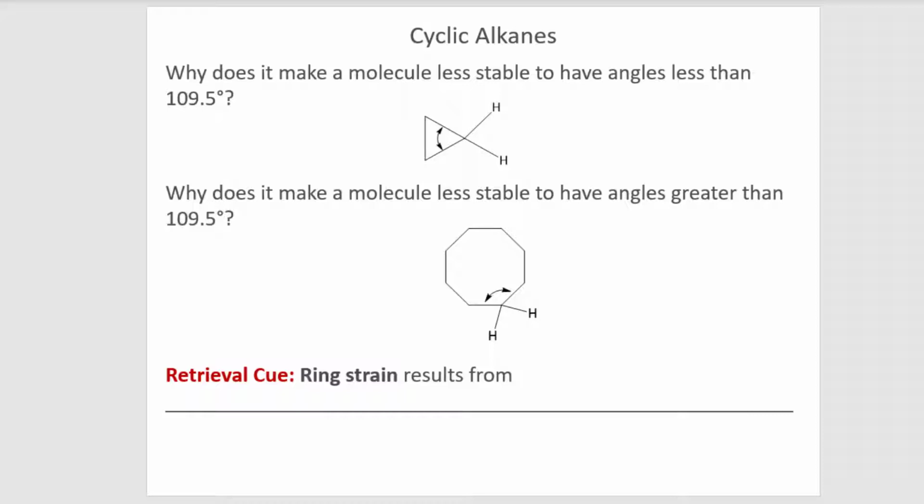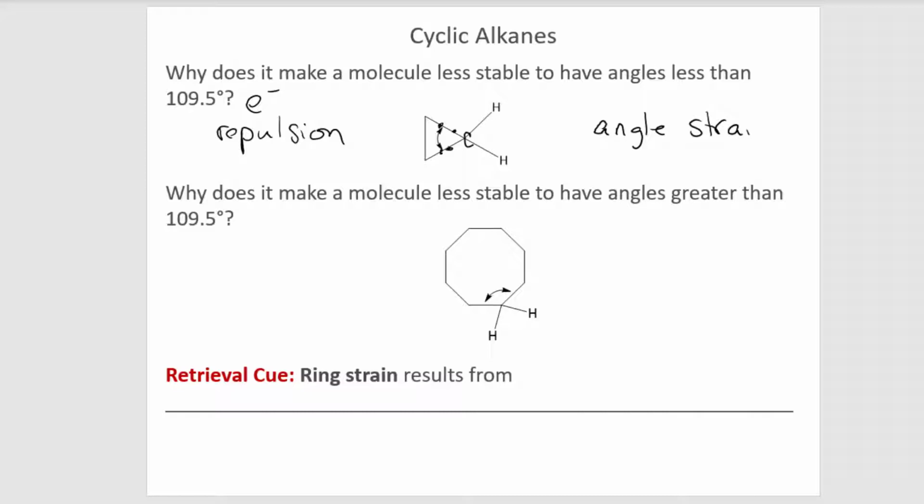Why does it make a molecule less stable to have angles less than 109.5 degrees? Well, as we mentioned, the answer here is electron repulsion. If we bring those bonds, which are made up of electrons, closer together, we have electron-electron repulsion. So we don't want the angles to be too far outside the normal hybridization for that carbon. Okay, so that's bad. That would be called angle strain.